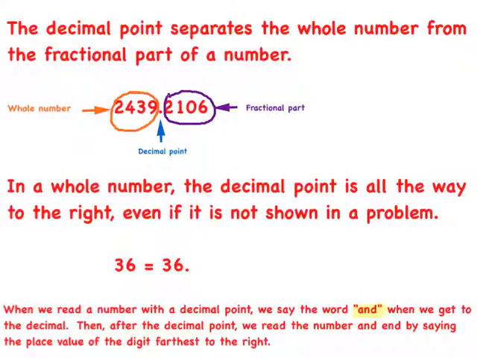And when we read a number with a decimal point, we say the word "and" when we get to the decimal. And then after the decimal, we read the number and we end by saying the place value of the digit that's farthest to the right. So let's look at some of those.